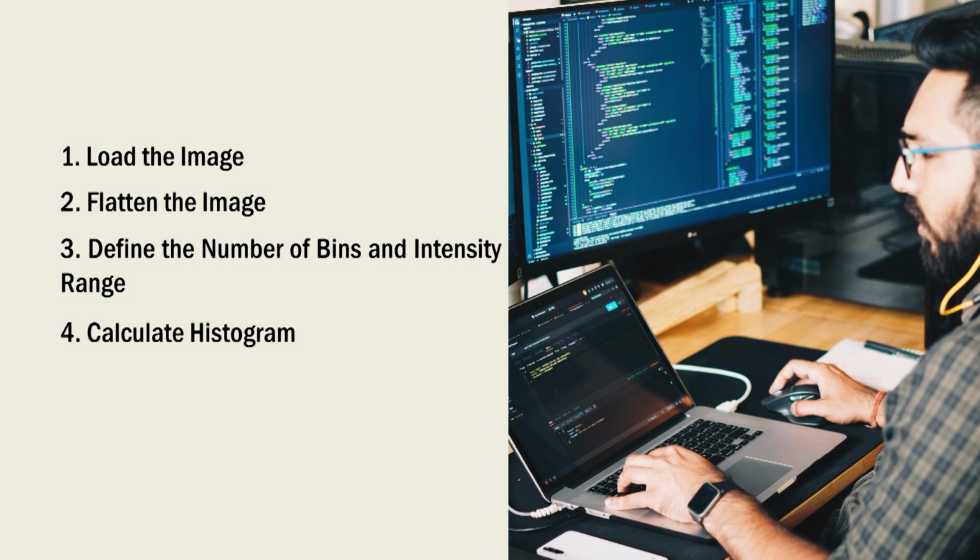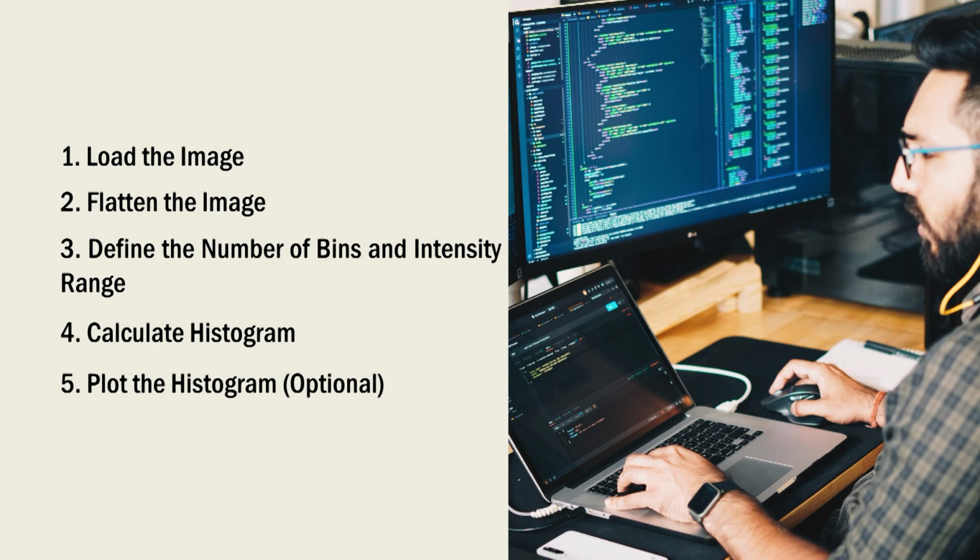The fourth step is to calculate the histogram. That is our aim. For this we have to use the numpy.histogram function. This function takes the flattened array of pixel intensities and returns two arrays: the histogram values, which means the frequencies, and the bin edges.